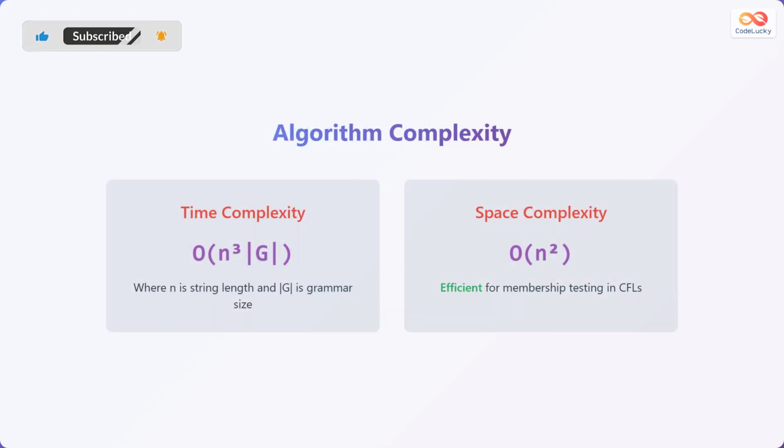Finally, let's consider the complexity of the CYK algorithm. The time complexity is O(n³ · |G|), where n is the length of the string and |G| is the size of the grammar. The space complexity is O(n²). This makes the CYK algorithm efficient for membership testing in context-free languages.